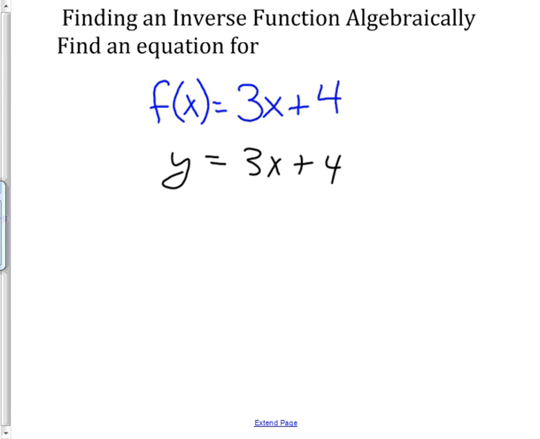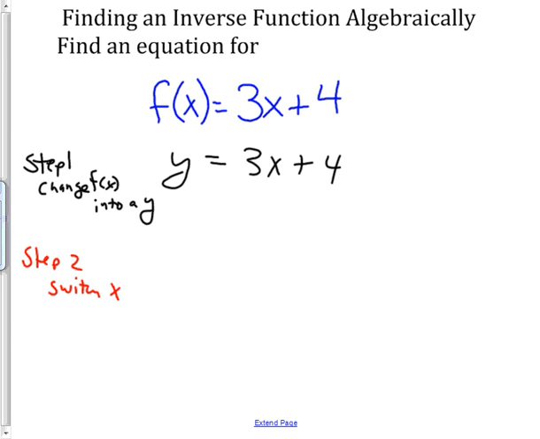All right, instead of you writing steps down later, let's write them down now. Step 1, change f of x into a y. All right, next step, step 2. Step 2 is switch x into y and y into x.